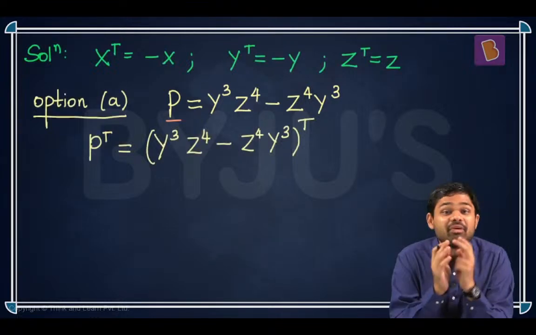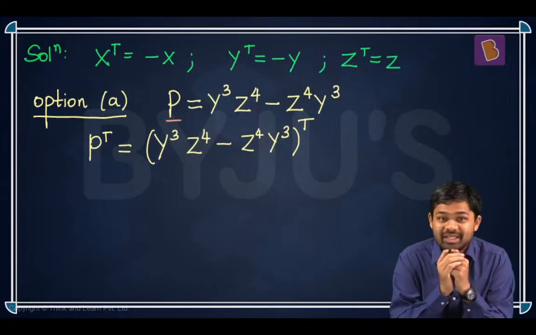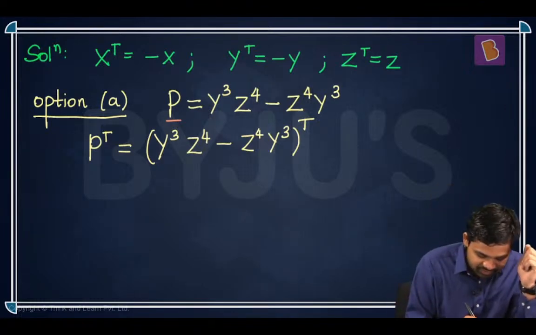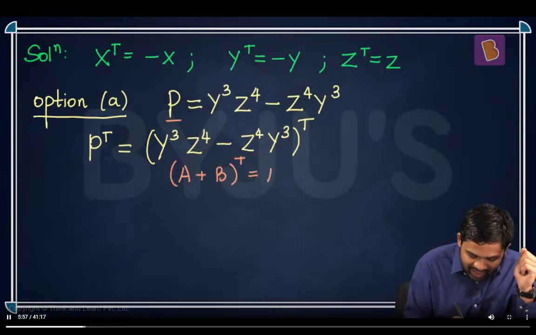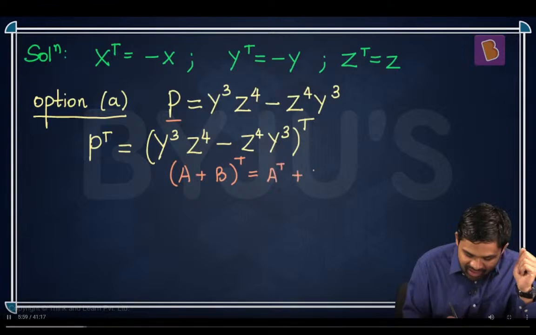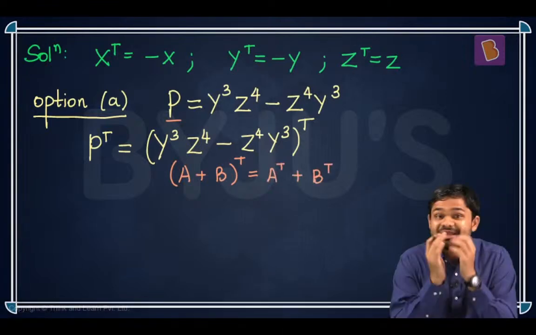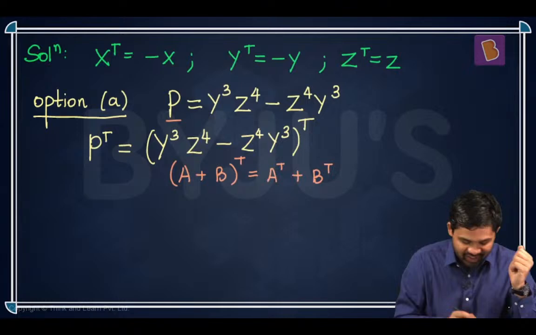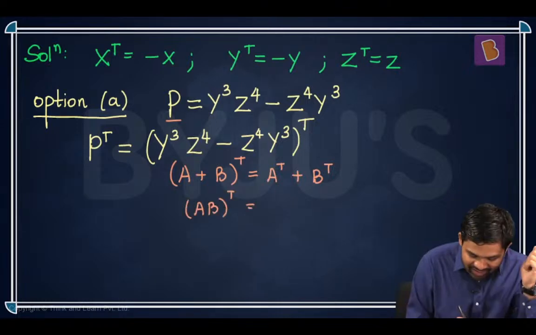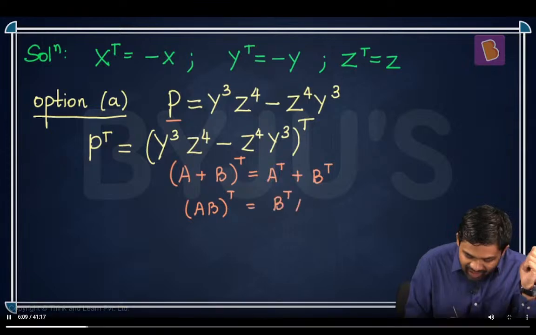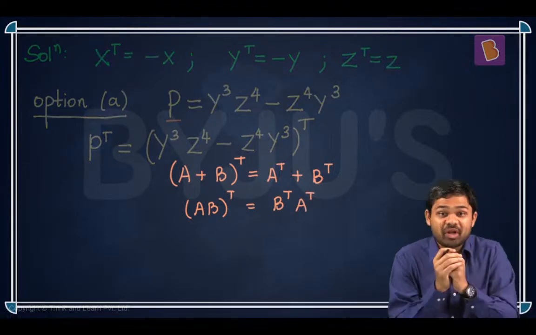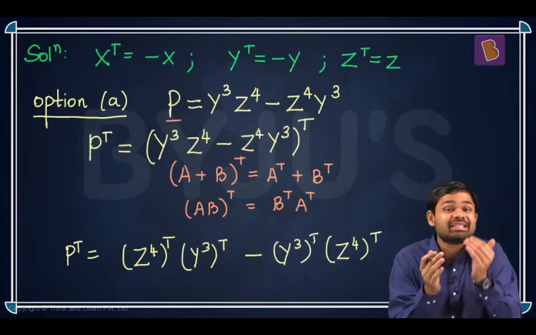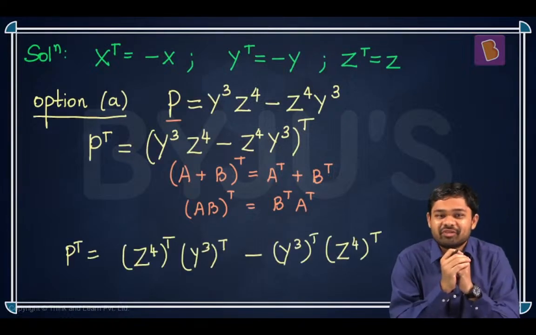Now I'm going to make use of two different properties. The first property is that (A plus B) the whole transpose is nothing but A transpose plus B transpose. The next property is that (AB) the whole transpose is nothing but B transpose A transpose. So making use of these two properties, the transpose of P simplifies to this particular form.